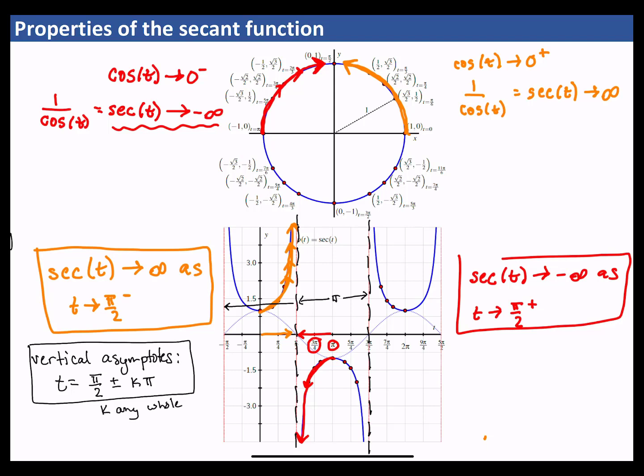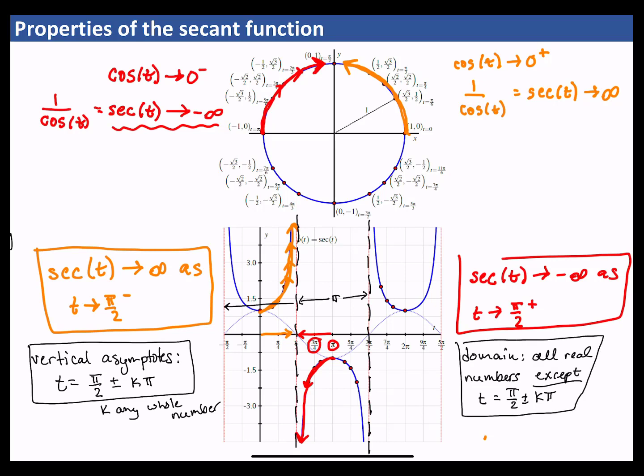The vertical asymptotes are also related to the domain of the secant function. So we observe that the secant function is defined everywhere except at the vertical asymptotes. And again, because we could repeatedly rotate around the unit circle, we can say the domain of the secant function is all real numbers except t equals pi over 2 plus or minus k pi, where k is any whole number.